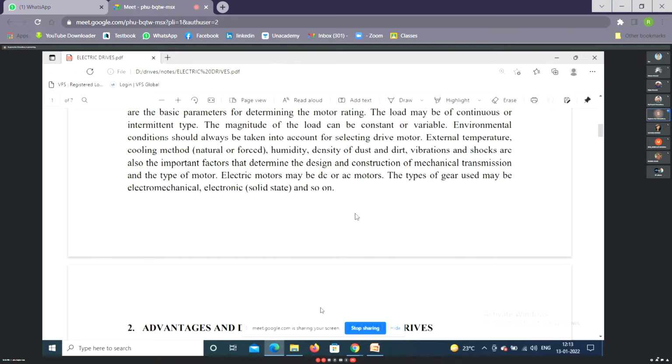the commutator and brushes. There will be sparking at the brushes, and there are certain conditions in the industry where sparking is a disadvantage. It might cause fire hazards and other things. And an AC motor, particularly an induction motor, is cheaper than the DC motor, but the control was difficult, because an induction motor, like a synchronous motor, runs at a constant speed depending on the supply frequency.